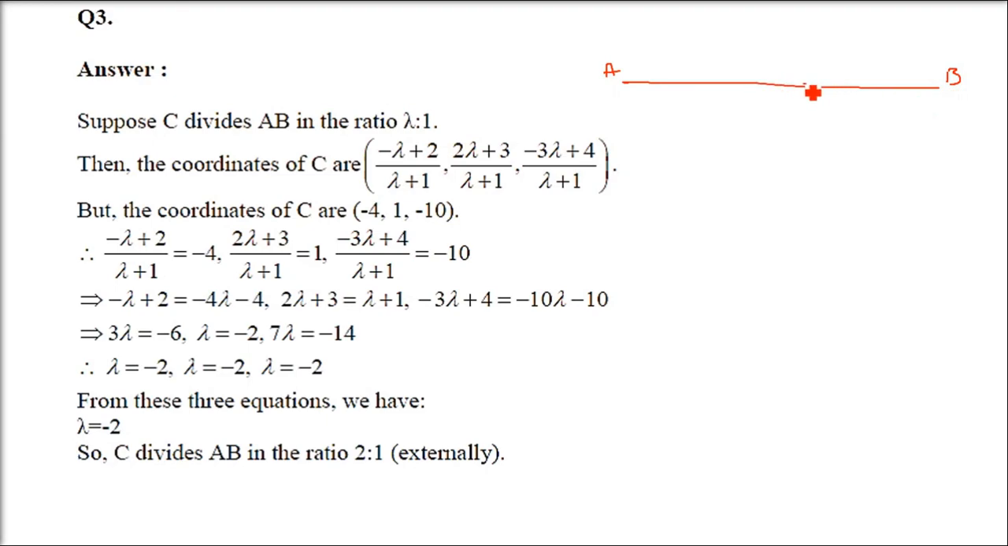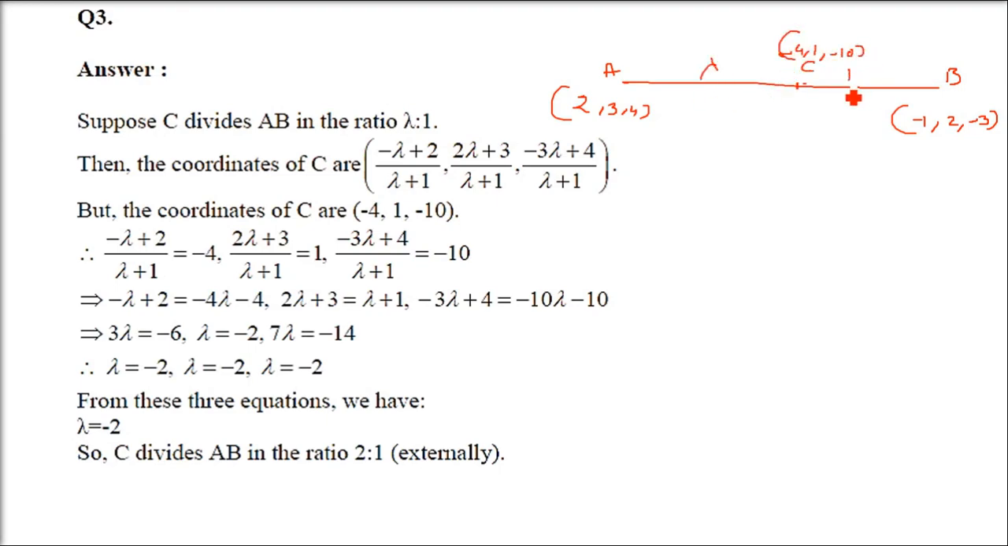So C is somewhere in between. We don't know the position. Collinear means in the same line. They lie in the same line. Whether C is internal or external, we don't know right now, but we'll surely find out. A and B points, just mark. The C point is already given. The C point is minus 4, 1 and minus 10.